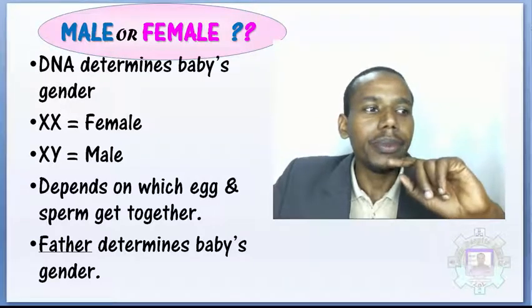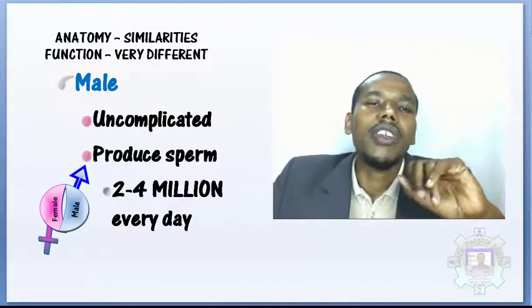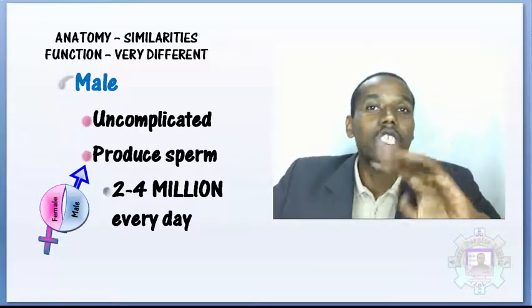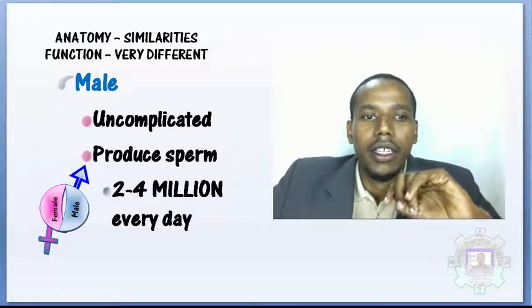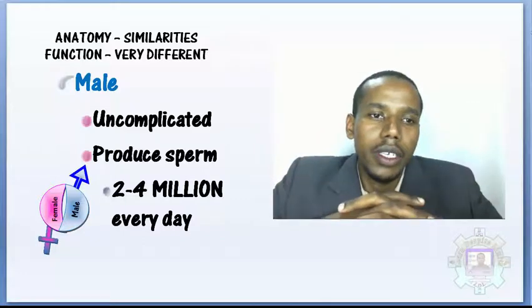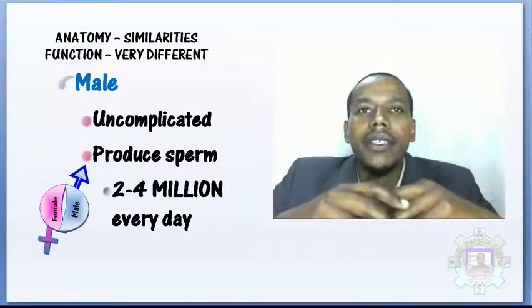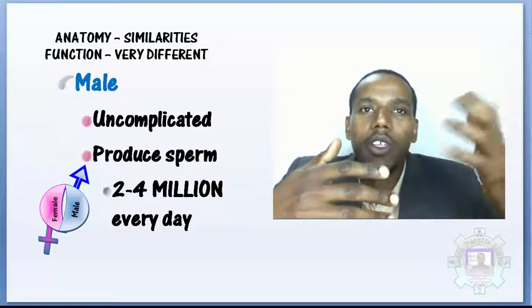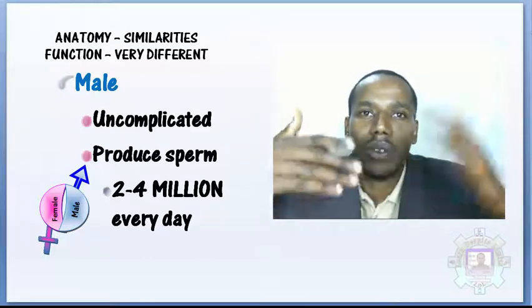Okay. So when you talk of anatomy similarities, in a male it is not complicated. Males usually produce sperms. With females, they are usually born with primary oocytes which are not developed.